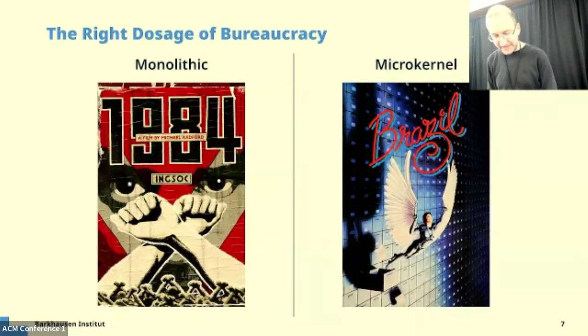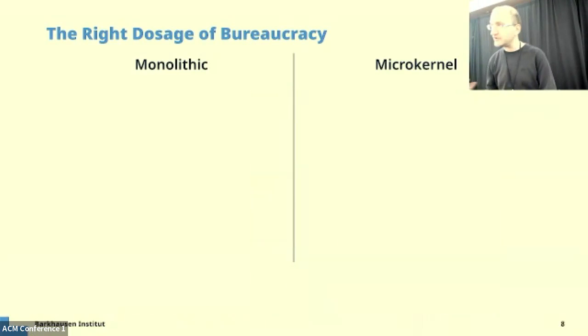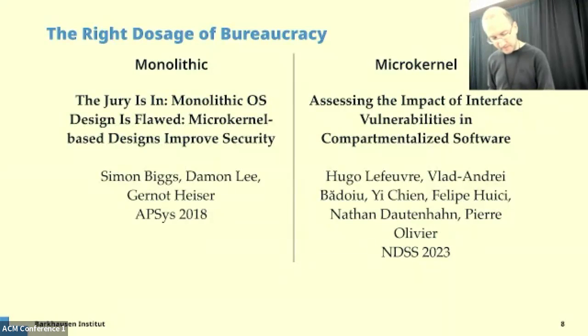And this is even substantiated by publications. If you look seriously now at publications, the monolithic design has been critiqued by Biggs et al. in this paper, The Jury's In, famously an A thesis. And the microkernel design has also been criticized by this paper, as an example, which was at NDSS last year, from Hugo. He could actually be here. He's at the conference, so if you have any questions.